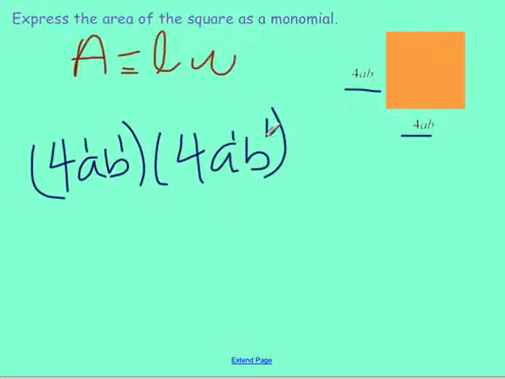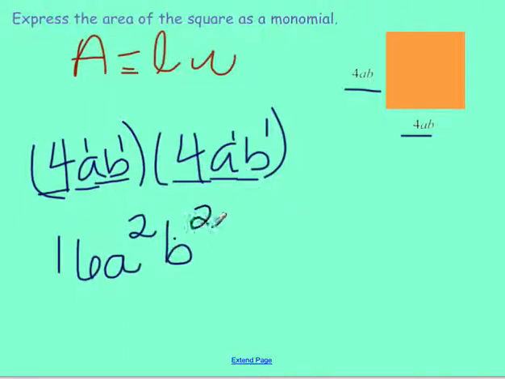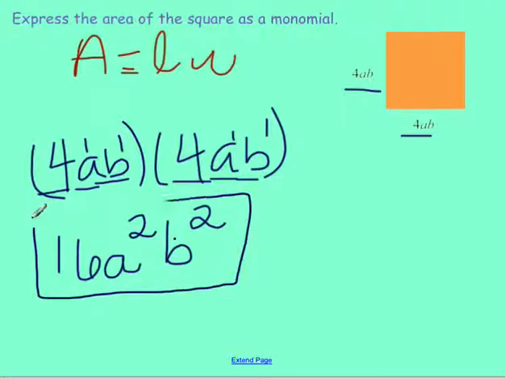Right now we're just multiplying monomials. So we can take 4 times 4 and that will give us 16. A to the first times a to the first, add those exponents, you get a squared. B to the first times b to the first, add those exponents, and you get b squared. This is as far as it can be simplified. The a's and the b's cannot be combined anymore because they have different bases, bases meaning the letters themselves.